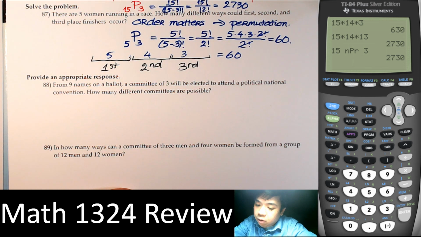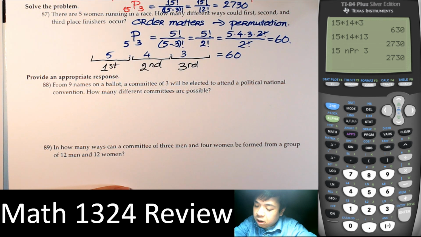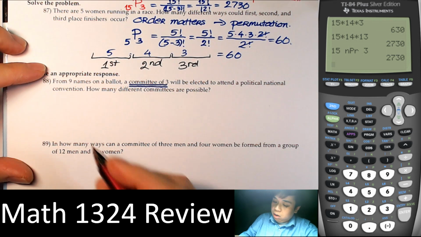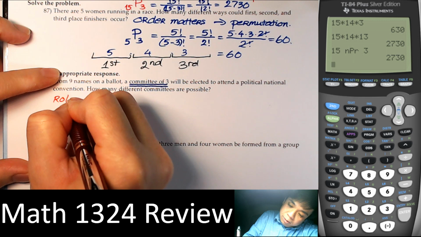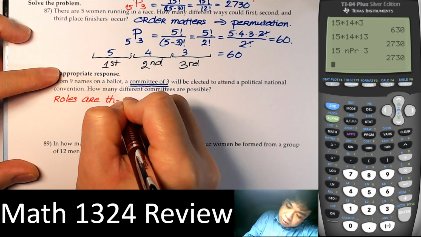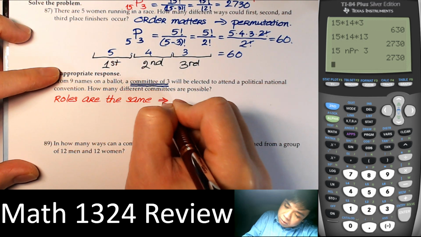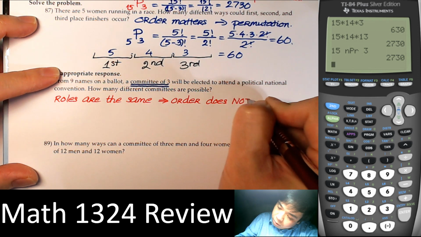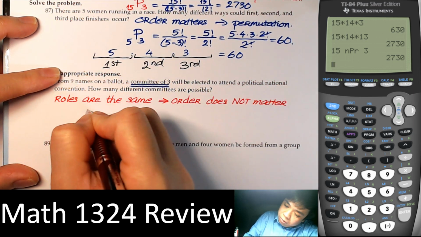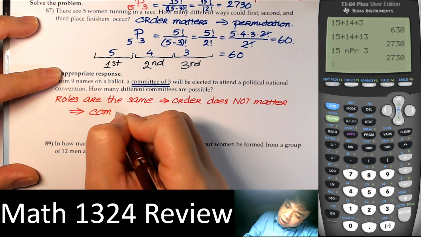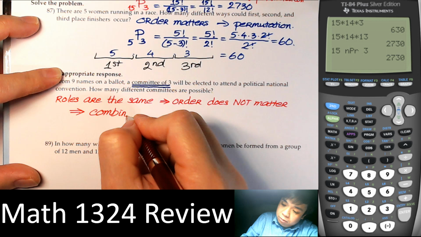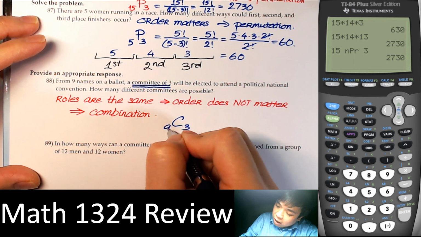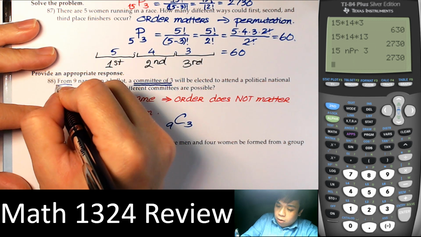Next we have these 2. Form 9 names on a ballot. Committee of 3. Now committee here, the roles are the same, so order does not matter. Okay, let me write this down first. Roles are the same. So order does not matter. So that is a combination. For combination, we cannot do the slots like this. But we will select 3 out of 9. From 9. Right.